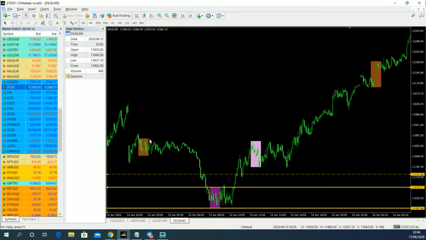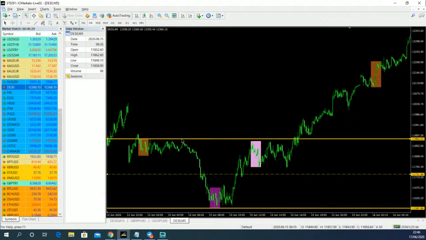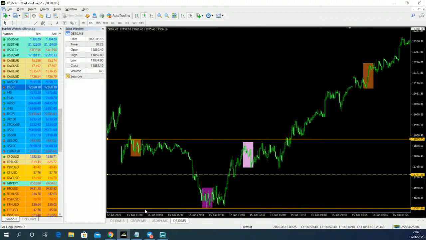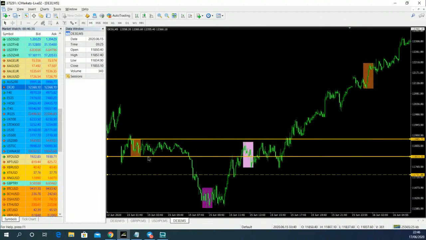This is the Asian session. Take for example, if you want to trade this particular index, which is the DAX, you will go short from this Asian session. As you can see, you go short after here. You can see you can make your TP1 and TP2 easily there.